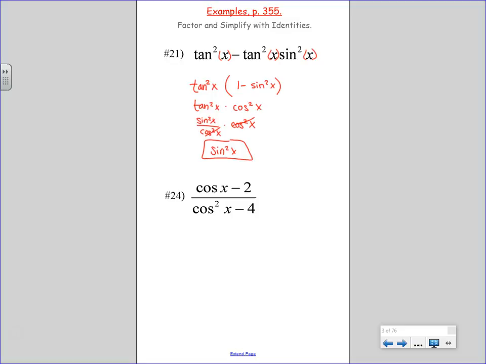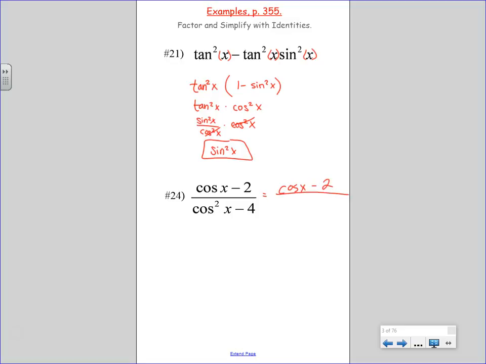Okay, number 24 is the same exact thing, but kiddos, what am I factoring in 24? You think, can you take a difference of squares from the bottom? You can take a difference of squares from the bottom. The top, I don't know if I can do anything to that because nothing's squared. It looks kind of like it's stuck. So I'm going to leave the top.